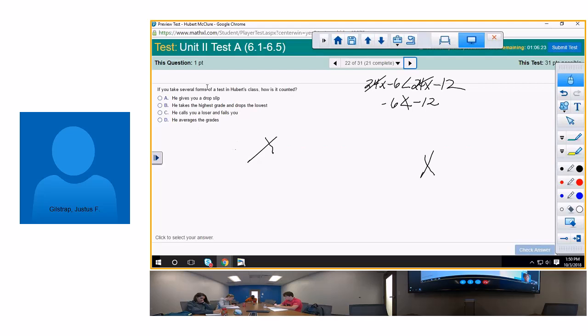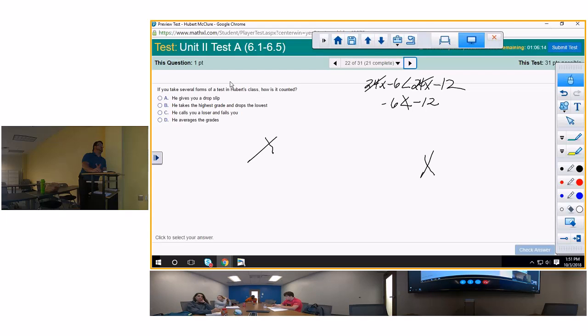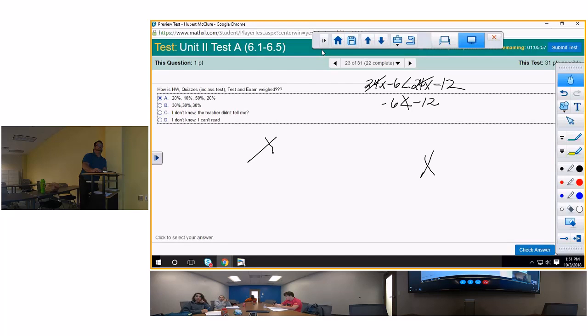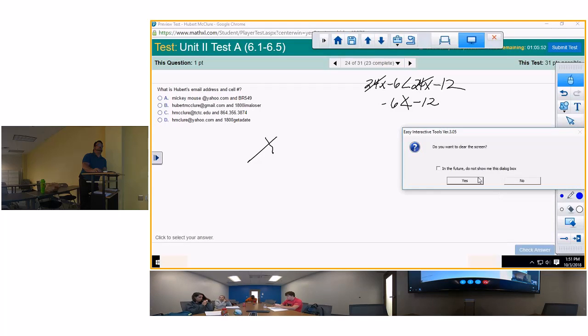This is the question I got. This is the text I got the other day. Did I tell y'all about that? If you take several forms of a unit test or a test in Hubert's class, how is it counted? He takes the highest grade and drops the lowest. Do you average your grades or do you take the highest from the lowest? That's what he said. Only one that counts, that adds up to what? 100. Good. The only one with a real phone number.